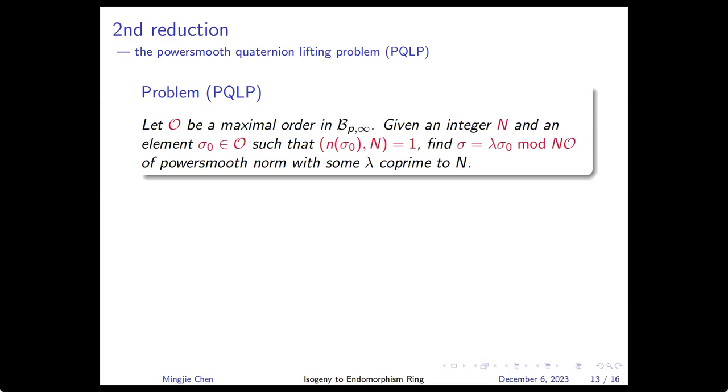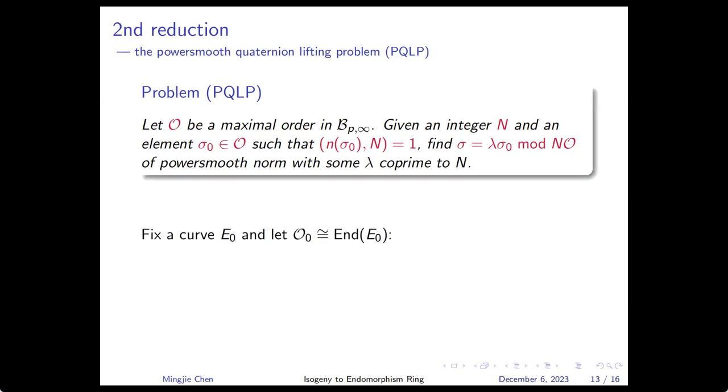Now we move on to the second reduction. We introduce the final new problem, the power smooth quaternion lifting problem, PQLP. It says: let O be a maximal order in B_{p,∞}, given an integer n and an element sigma 0 in O such that the norm of sigma 0 and n are coprime, find sigma, which is congruent to lambda times sigma 0 mod nO, of power smooth norm, with some lambda coprime to n. So this is the pure quaternion problem we want, and we want to reduce the ERP to this quaternion problem.